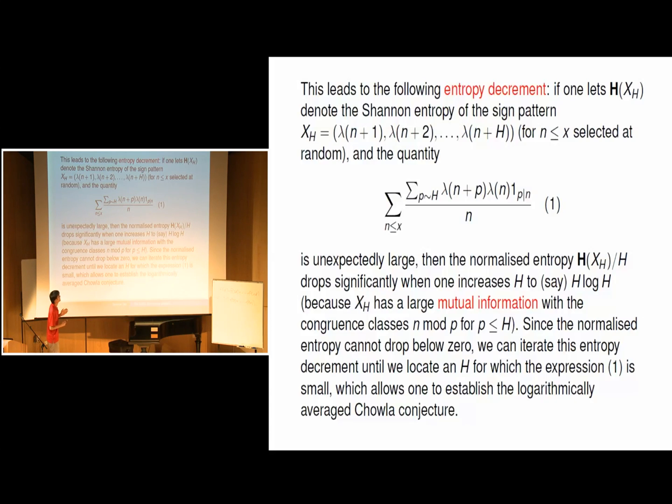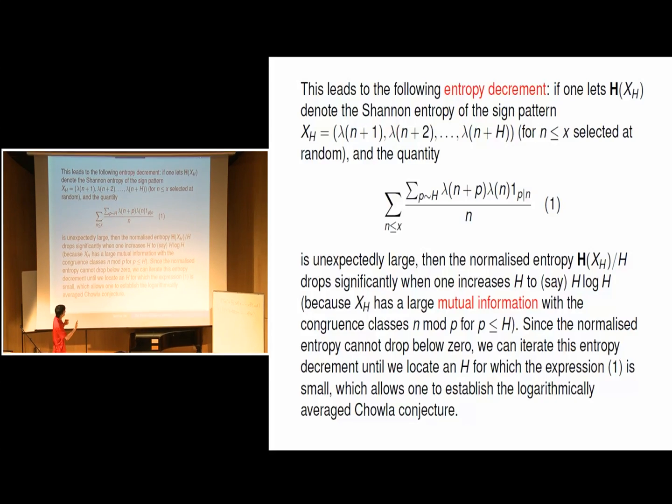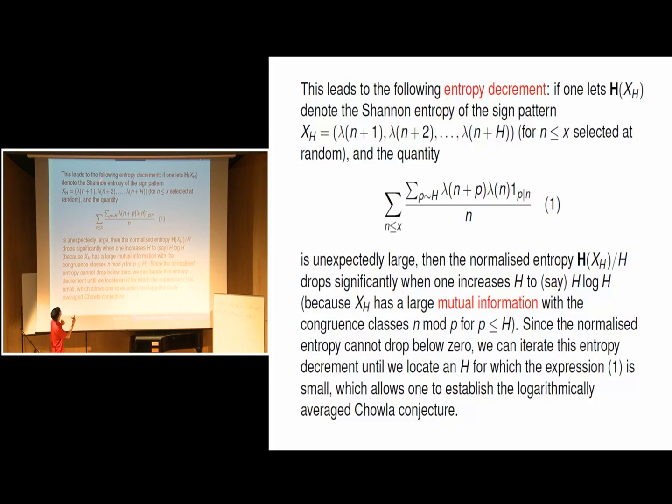And what it tells you is that if the sum is large for some h, then the entropy of this sign pattern could be large, but if you increase h, as you make h bigger, this entropy increases. And it could increase linearly at worst. So if you make h k times bigger, this entropy could increase by a factor of k. But because of this mutual information, you can show that if the sum is large, the normalized entropy, if you divide this entropy by h, actually has to drop a little bit.